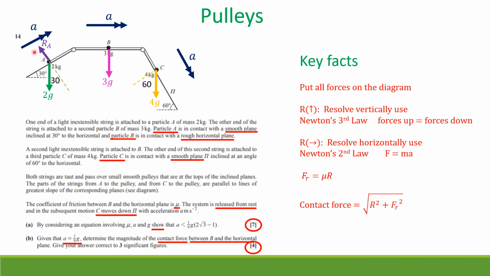I've got a normal contact force at A, so RA. I've got a normal contact force at B, RB, and I've got a normal contact force at C, RC.